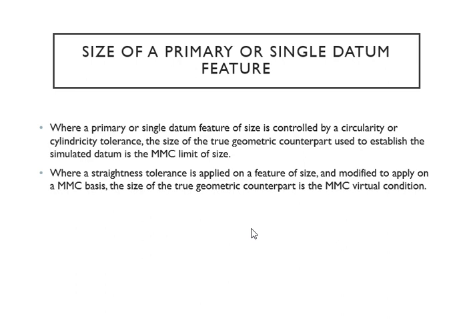Okay, so your primary or single datum feature size is going to be controlled by your circularity or cylindricity tolerance. And then of course we look at the size of the true geometric counterpart, and we're going to establish the simulated datum with the maximum material condition.